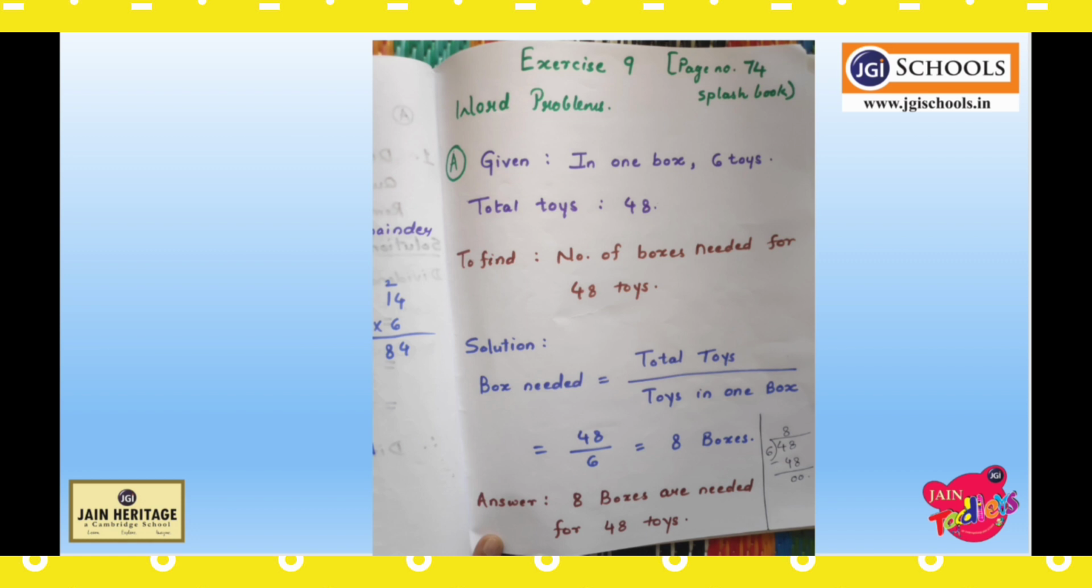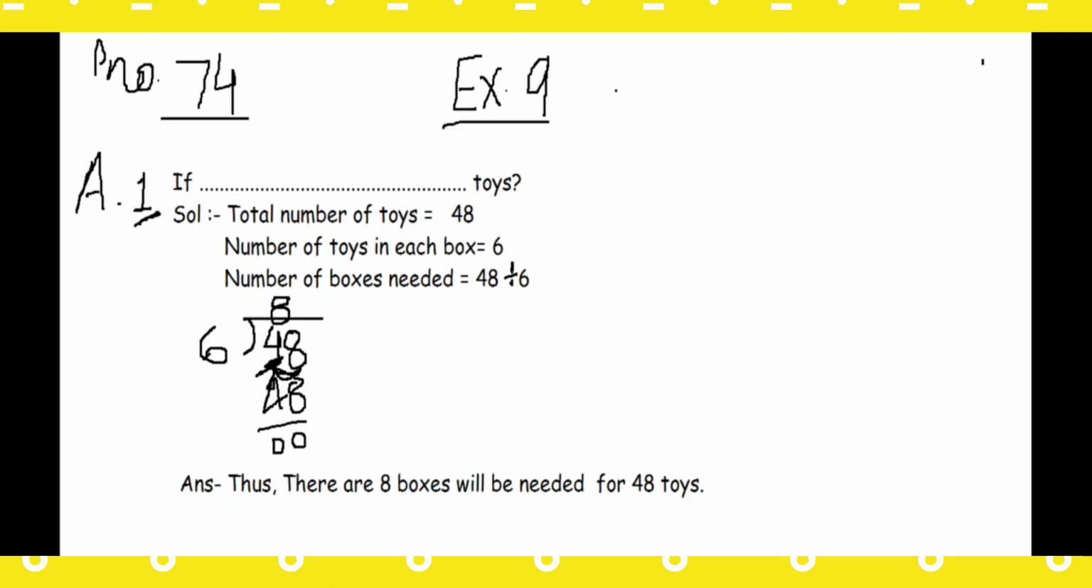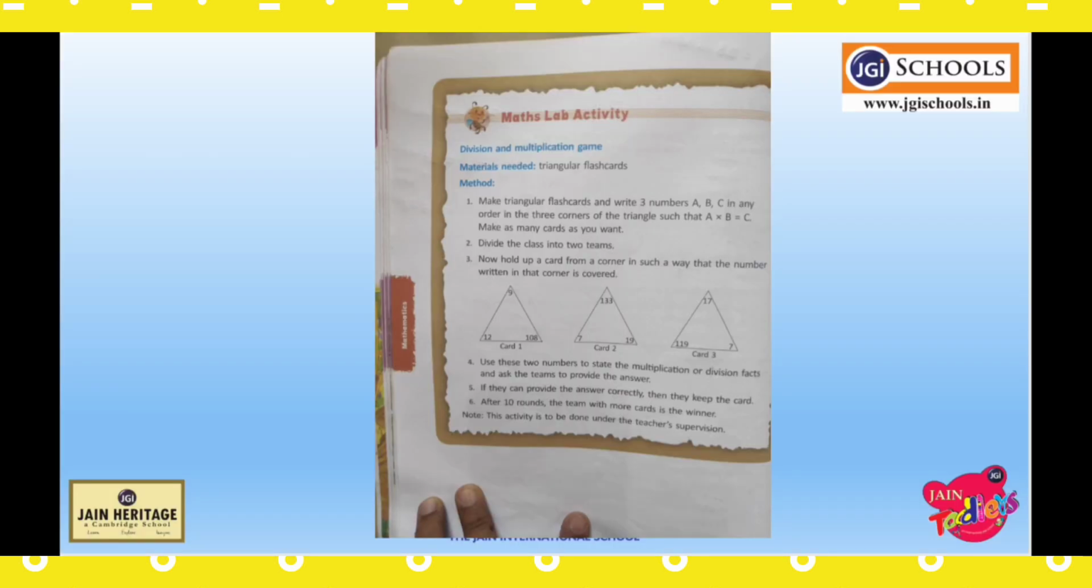What is the solution here? Boxes needed will be equal to total toys upon the toys in one box. So what are the total toys? 48. Yes. And how many toys are there in one box? 6. So divide 48 by 6. You will get 8. 6 eights are 48. So the answer is 8 boxes are needed for 48 toys. So you can complete your splash book and notebook here.